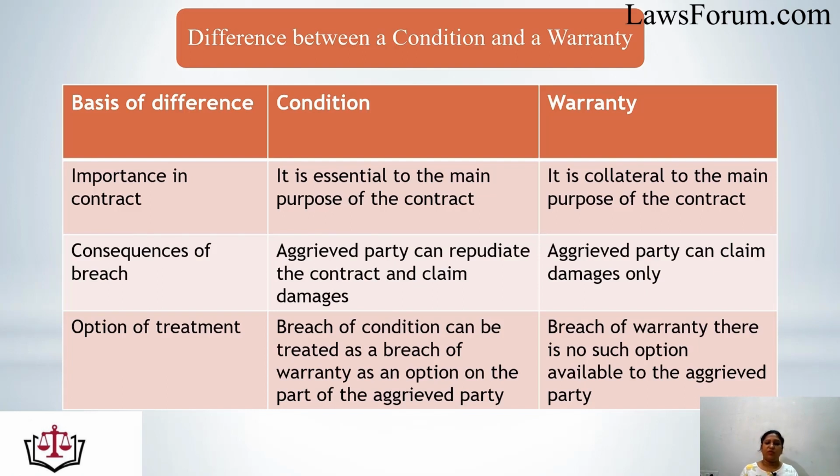Third is option of treatment. In case of condition, breach of condition can be treated as a breach of warranty as an option. Means the buyer can even accept the contract, but it would be treated as a breach of warranty as an option on the part of the aggrieved party. But in case of breach of warranty, there is no such option available to the aggrieved party. So this is a difference.